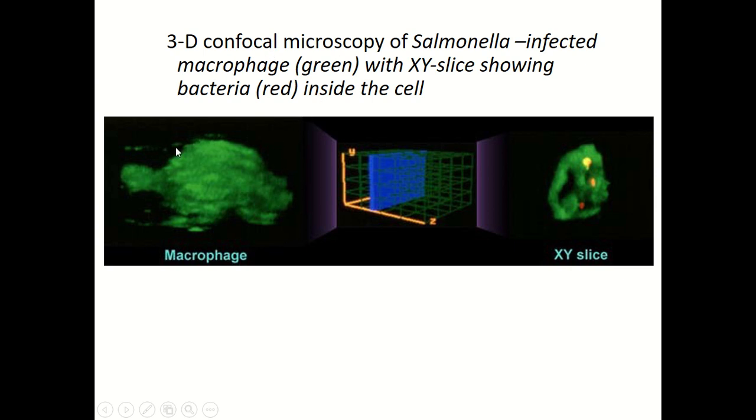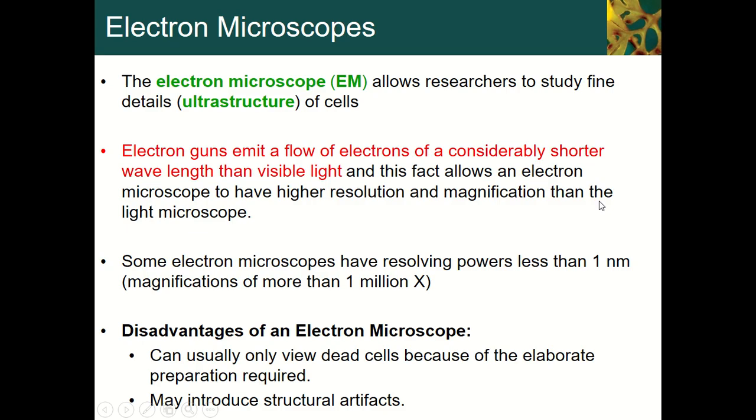So here is a macrophage, a white blood cell, and by using the XY slice, we can see bacteria here in red inside the macrophage cell. Next, we're going to look at the second type of microscope, which is the electron microscope.